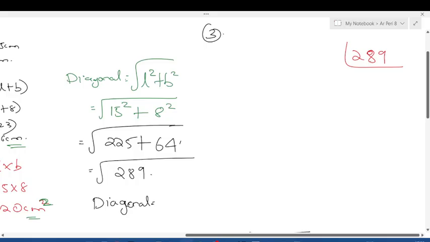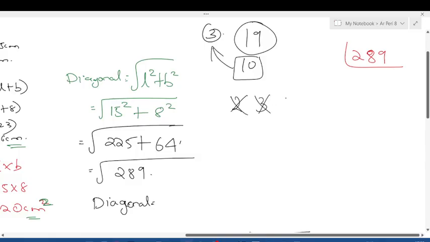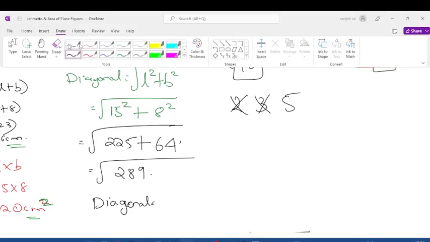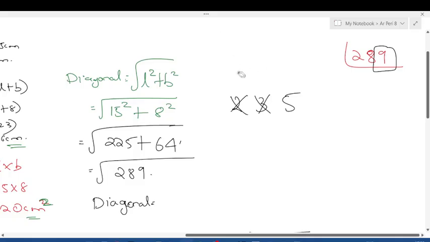What is 2 plus 8? 2 plus 8 is 10. 10 plus 9? 19. What is 9 plus 1? 9 plus 1 is 10. Is 10 divisible by 3? No. Right? Next, check 5 times table. Do you think 5 is divisible by 9? No. What's the last number left? 7.